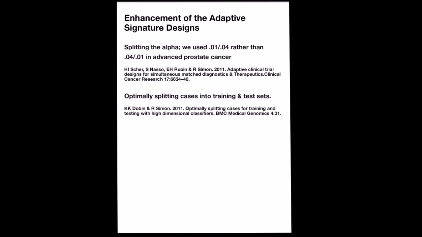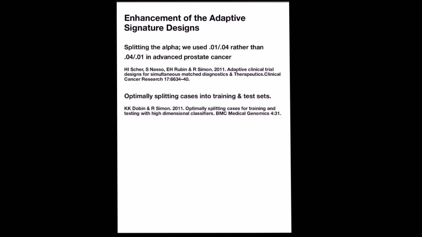For example, the FDA in their enrichment guidelines, or their adaptive guidelines, essentially encourage the use of the adaptive signature design. And so I think we need to really take these things seriously.